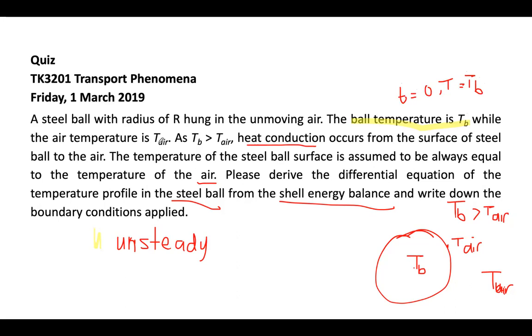Another boundary condition that we can see is that after it is immersed, the temperature of the steel ball surface would be equal to the temperature of the air. So the surface, which is T at r equal to the surface, means on the radius, right? So at R, that's equal to the temperature of the air.